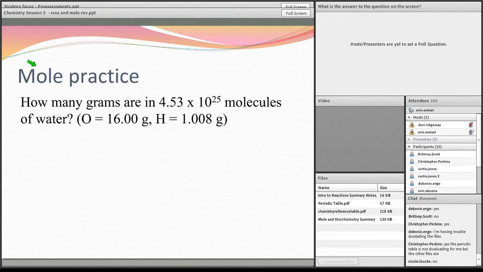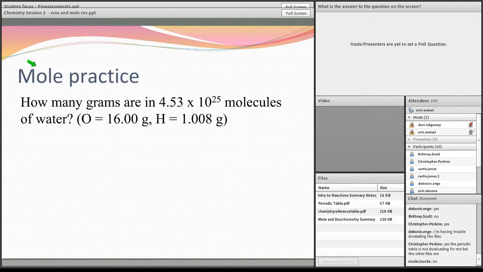So let's look at a practice problem here. It says how many grams are in 4.53 times 10 to the 25th molecules of water. So think about our conversion here. We're trying to start with molecules, which is a type of particle, and we are converting to grams, which is our mass. I did go ahead and give you the molar mass here. We couldn't get the periodic table open, but at least we have our masses available.